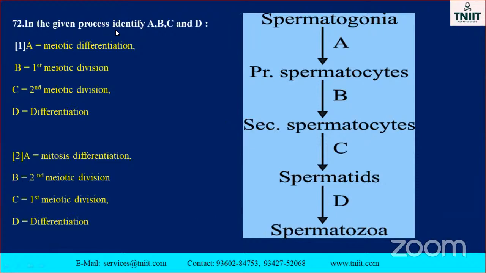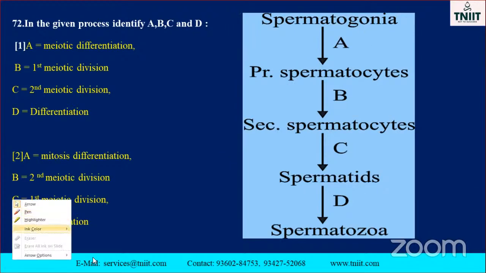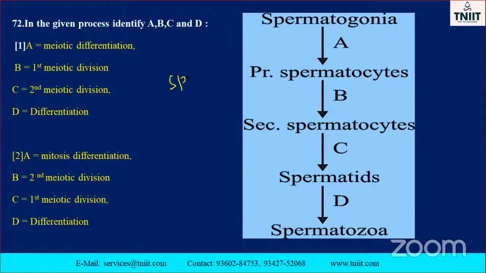Okay, in the given process, identify A, B, C, and D. See, the spermatogonia means sperm production. Starting where, you know, spermatogonia. So the sperm production. See, the spermatogonia first is taking place, which one, you know, mitosis. First, automatically, mitosis takes place.